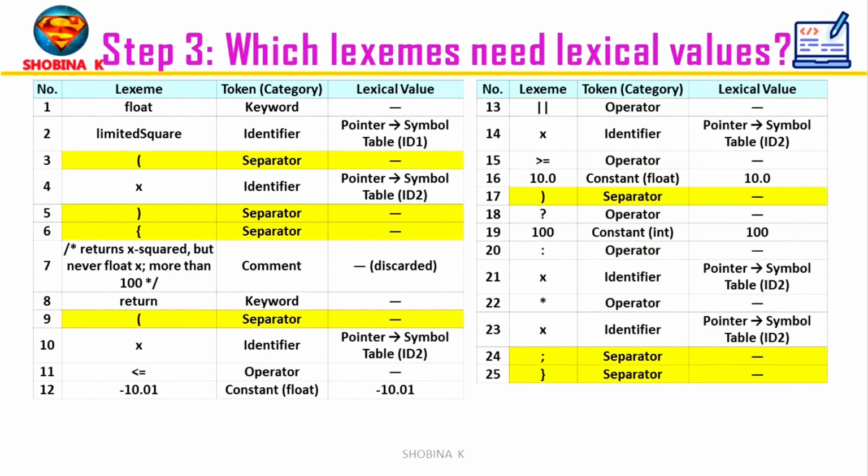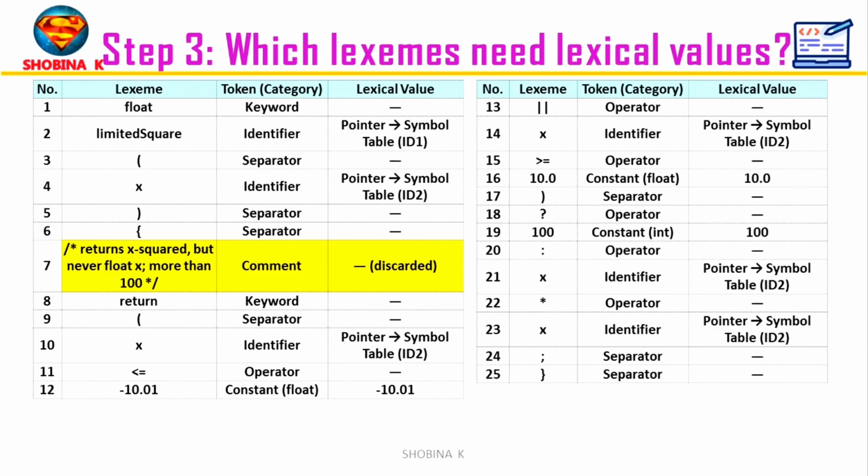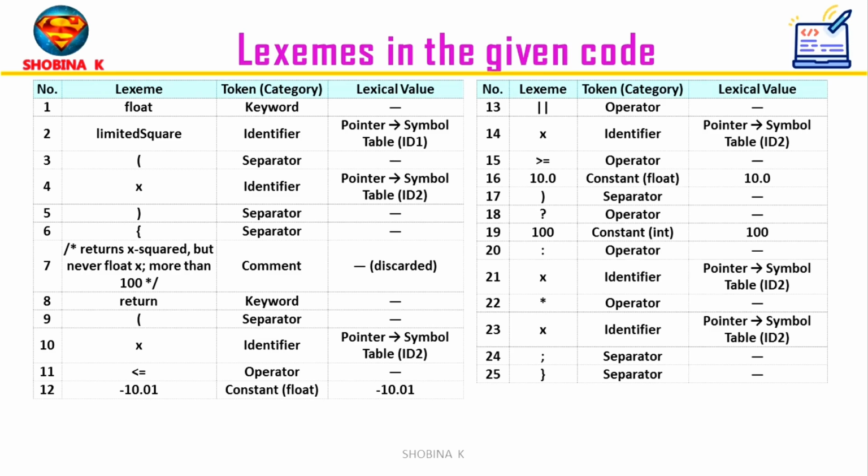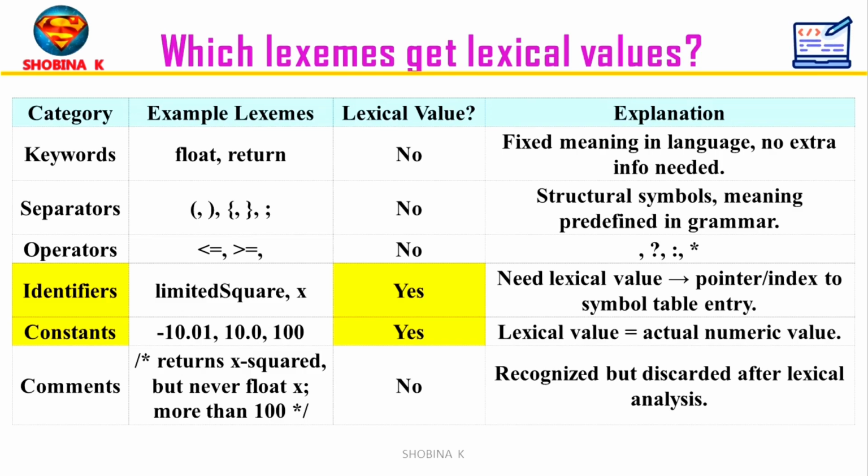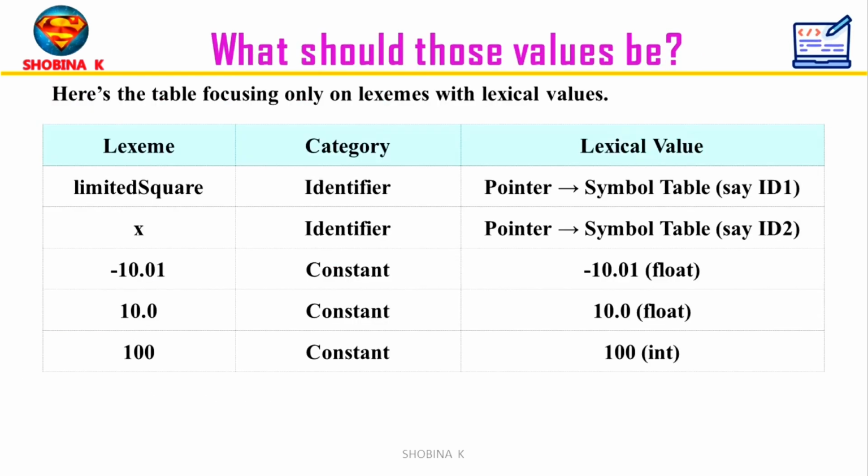After that, separators or punctuation. Again, no lexical value. Separators just tell the compiler about the structure and grouping in the code. For example, the open bracket opens a function call, the open brace starts a block, the semicolon ends a statement. So these meanings are fixed in the grammar, and again no lexical value is needed. And comments are recognized as lexemes but discarded after lexical analysis. Thus, only identifiers and constants are associated with lexical values. Therefore, the program can be divided into the following lexemes. Keywords, operators, separators have fixed meaning, so no lexical value. Identifiers and constants have variable meaning, therefore they need a lexical value.